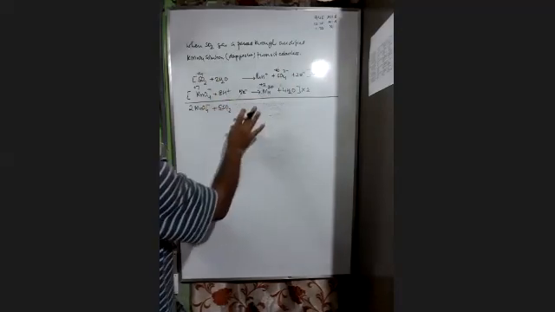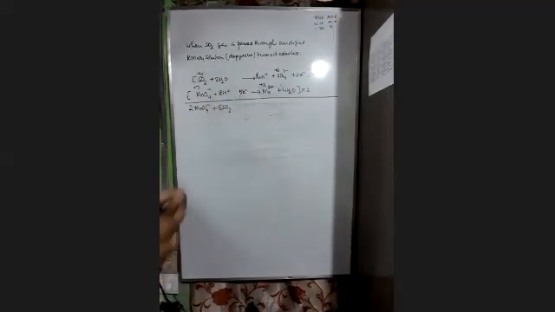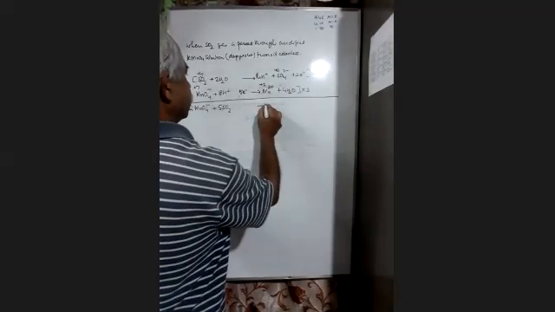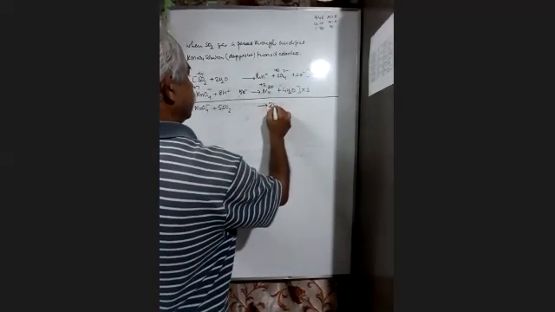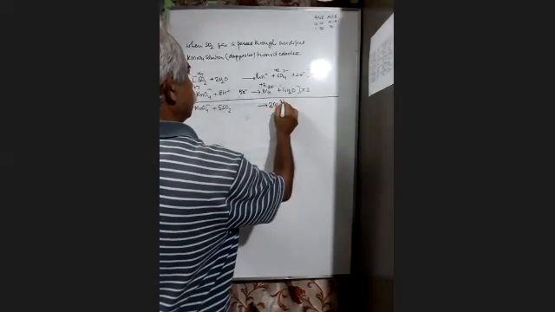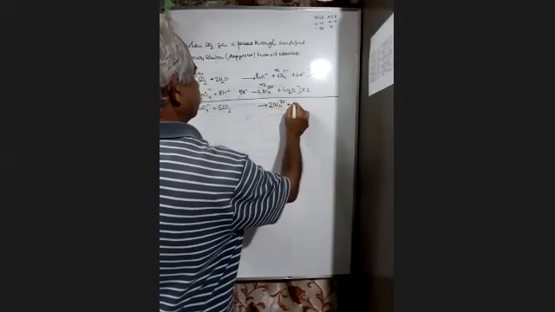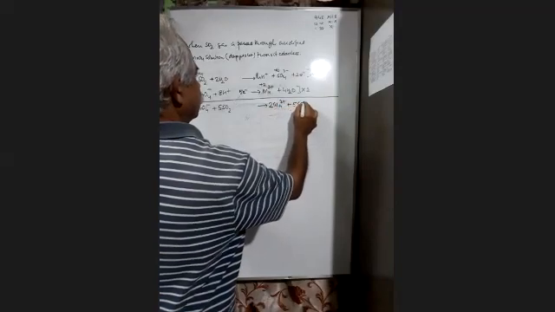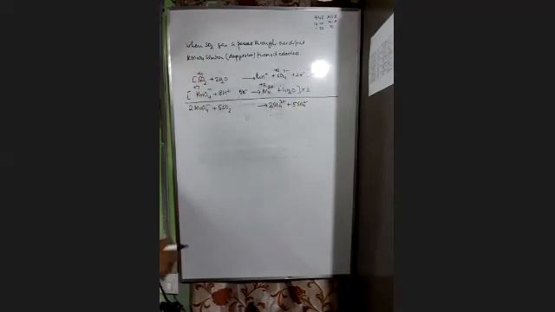I am going to write the things which are appearing in both the steps. I will not write the things which appear only once; that I am going to write to balance. So it will be 2Mn2+ plus 5SO4. Now see what are the things appearing on both sides.